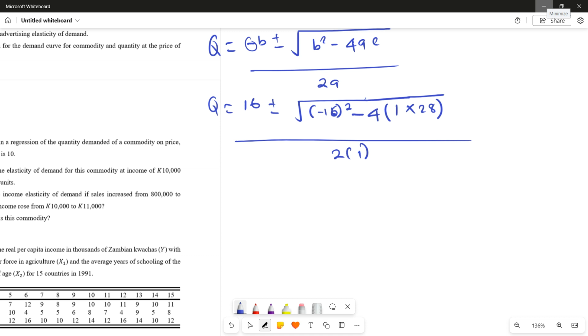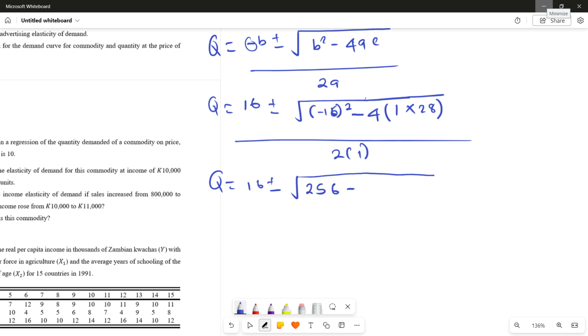Great. What's next? Just simplify this. So it will be 16 plus or minus. Now when you go on the calculator, you open the bracket, put negative 16, close the bracket, and square that, you're going to get positive 256. Then with this, you can punch everything, assuming that you're using a scientific calculator.